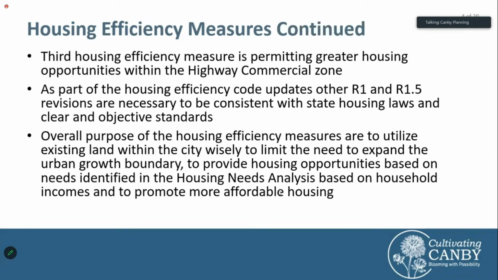I talked about the commercial, highway commercial as being the third element here. There are a number of elements in play for housing efficiency measures. They need to be consistent with state housing laws and clear and objective standards. There'll be more information provided by Jessica and by Kelly on that, so I won't go into that detail. The overall purpose is to use land wisely to limit the need to expand the urban growth boundary, to provide housing opportunities based on needs identified in the housing needs analysis and based on household incomes, which is really important, and to promote housing affordability.